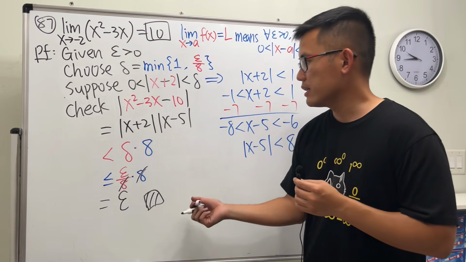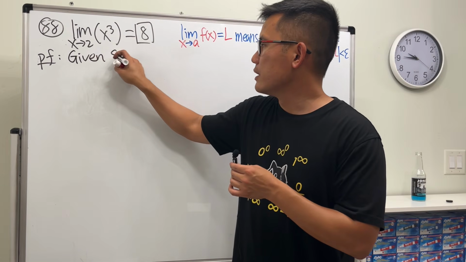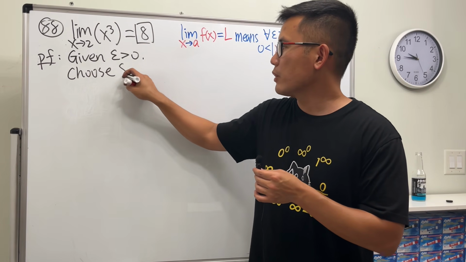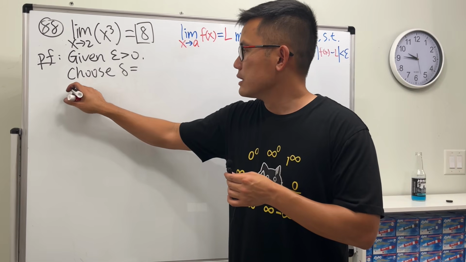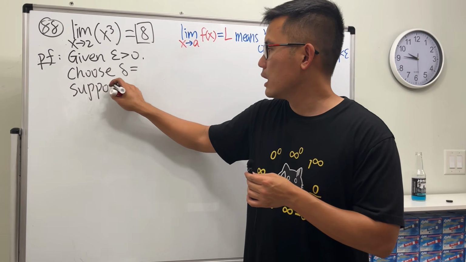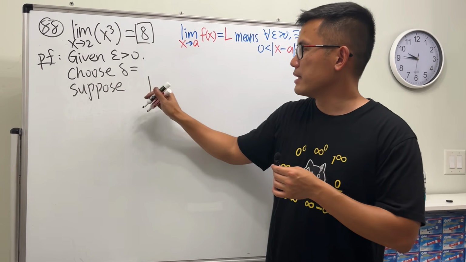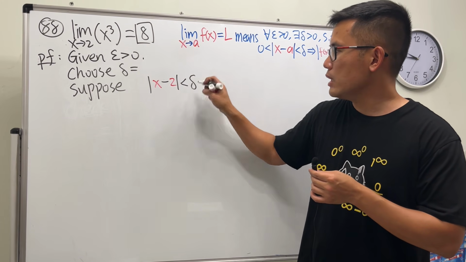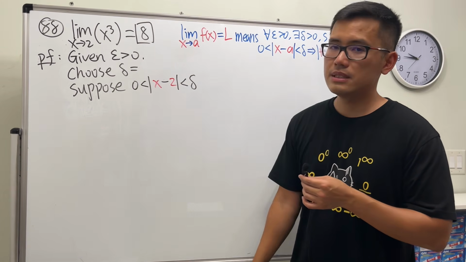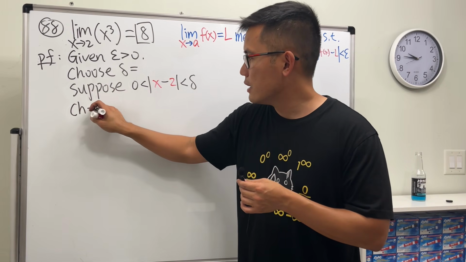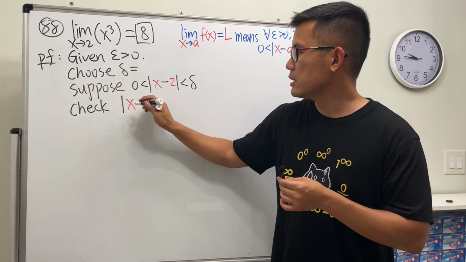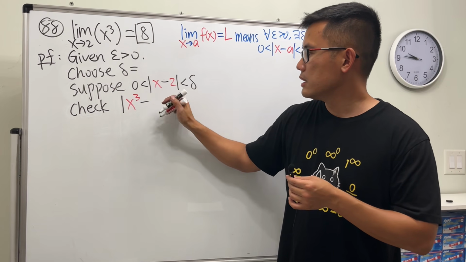So this is how you write the proof for it. Given epsilon greater than 0, choose delta, I don't know yet. Suppose the absolute value of x minus 2 is less than delta, and put this, check the absolute value of the function minus the limit.